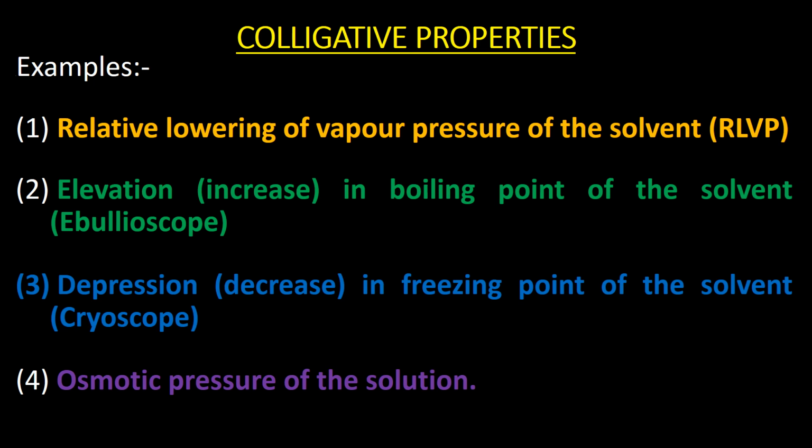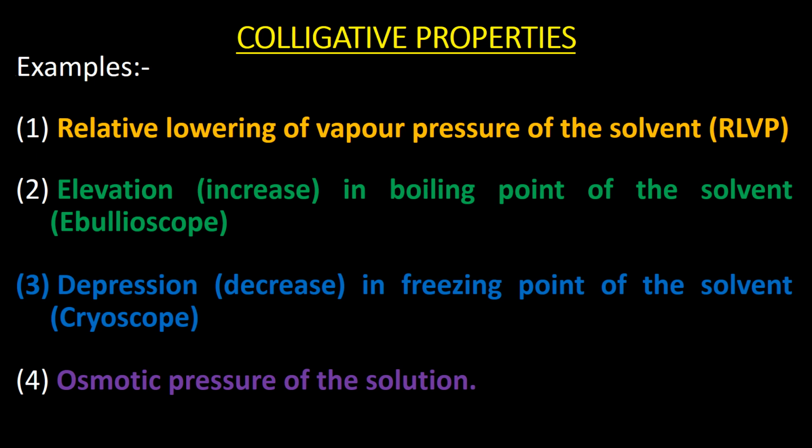Second one is elevation or increase in the boiling point of the solvent, which is also called ebullioscopy. When you add a non-volatile solute to the solvent, there will be an increase in the boiling point of the solution. That is the second colligative property.